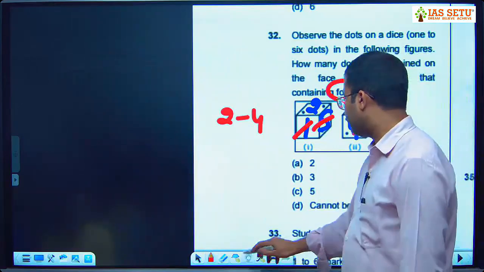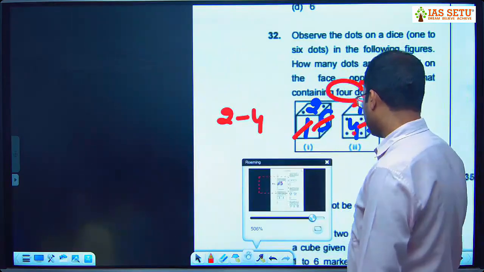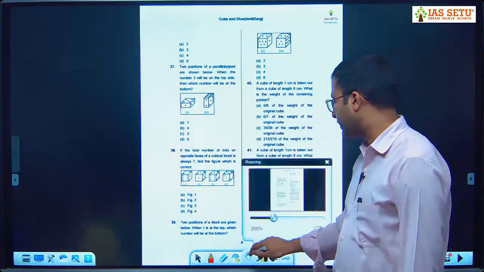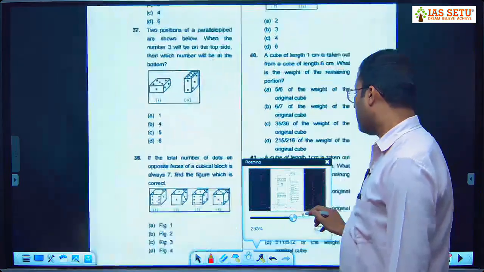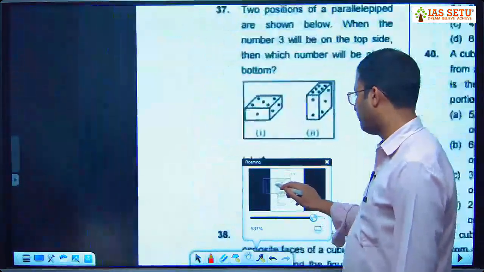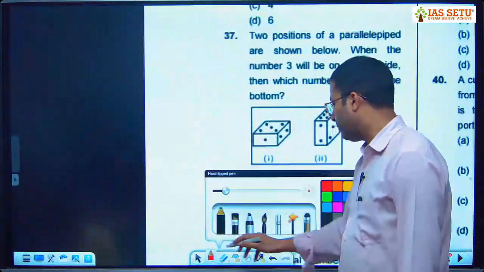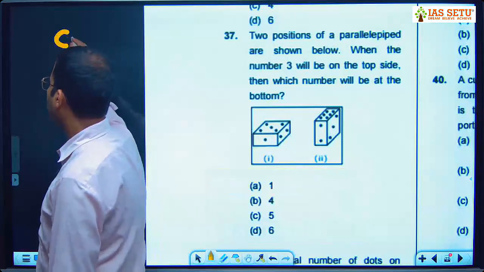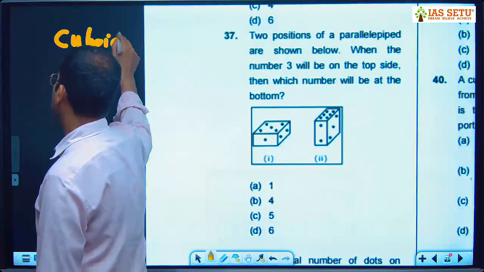Next is question number 37. The same question was asked in the test yesterday. This is a cuboid or parallelepiped. We have discussed the cube. Today we will discuss the cuboid. If they give a cuboid, how to handle the question on a cuboid.